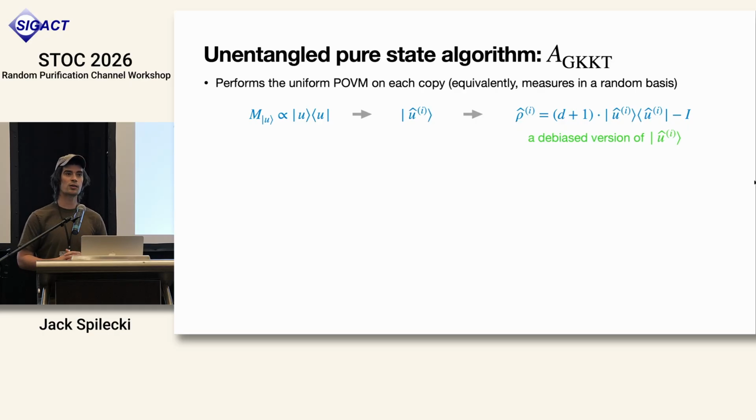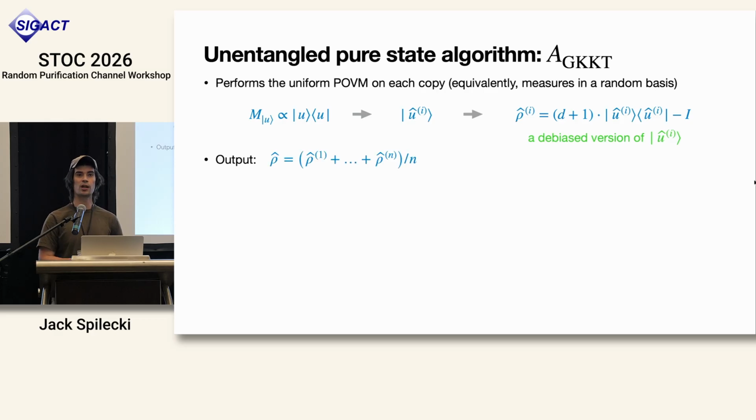And the reason we're doing this de-biasing is because these POVM elements are weighted towards returning the right state, but they're not weighted particularly strongly. And so individual estimates might be kind of crummy, but what we're going to do is average together many, many of these. And because it's unbiased, we're going to converge to the right mixed state.